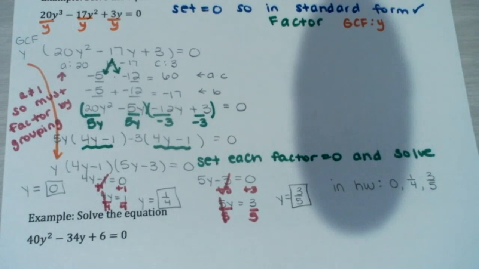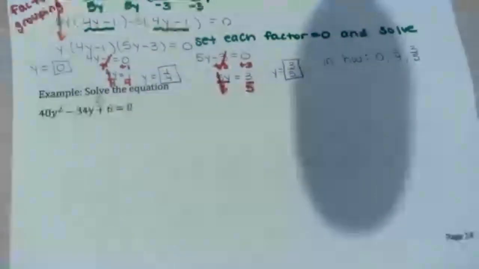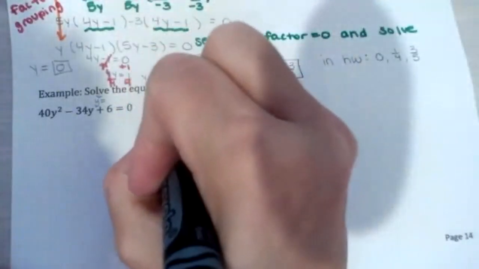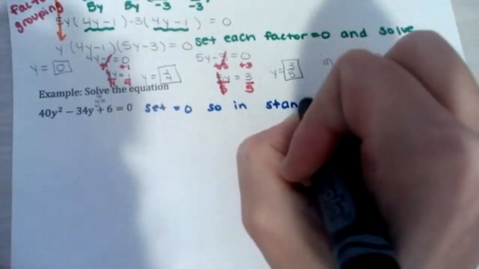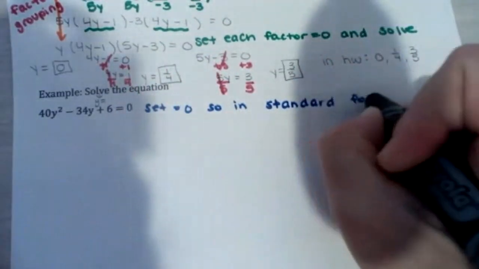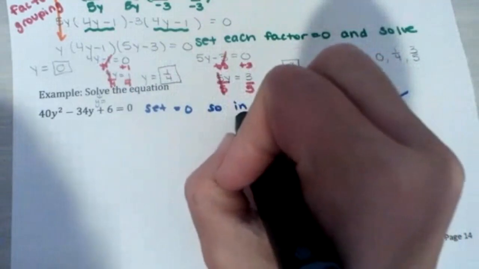Getting close to the end, let's solve the equation 40y squared minus 34y plus 6 equals 0. It says solve, so we're looking for y equals at the very end. Solve is telling us to look for y equals. It is set equal to 0, so it's in standard form. So we can go ahead and try to factor it.